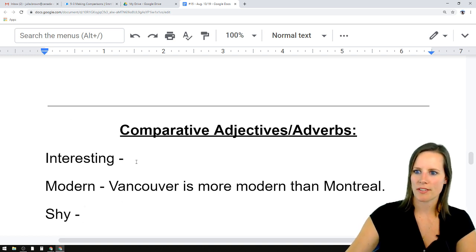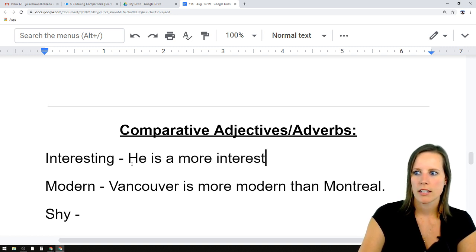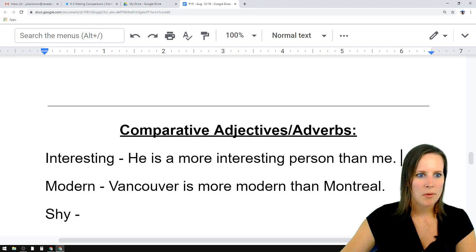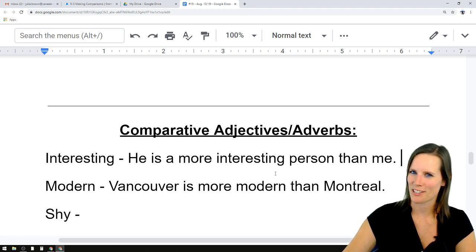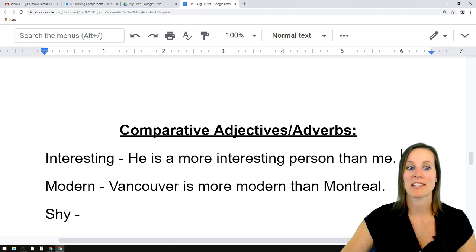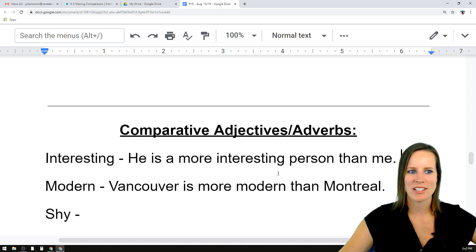Vladimir, so good. You have a sentence with interesting. He is a more interesting person than me. Good. Nawar, going to the beach is more interesting than going to the mountains. Oh, I disagree. No, I'm just kidding. I agree. I like both equally. So I would probably say going to the beach is as interesting as going to the mountains.